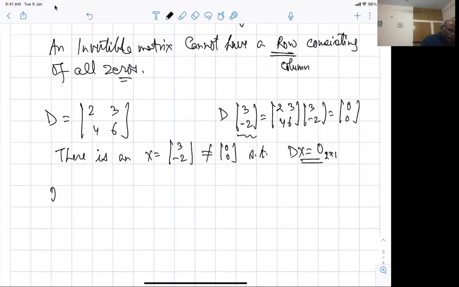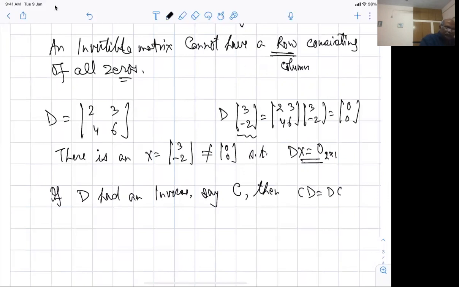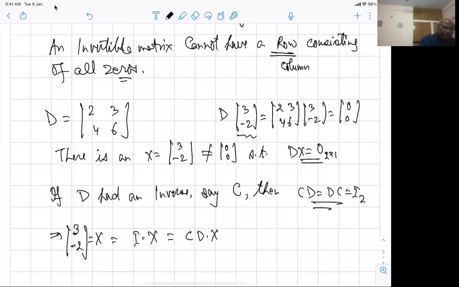So if D had an inverse, say C, then C times D is the same as D times C, which should be identity. And therefore, let's look at this x here. x is 3 comma minus 2. So this should be the same as identity times x. I want to use this D idea that I have. So I can look at C times D of x here, because identity is here. This is the same as C times Dx.